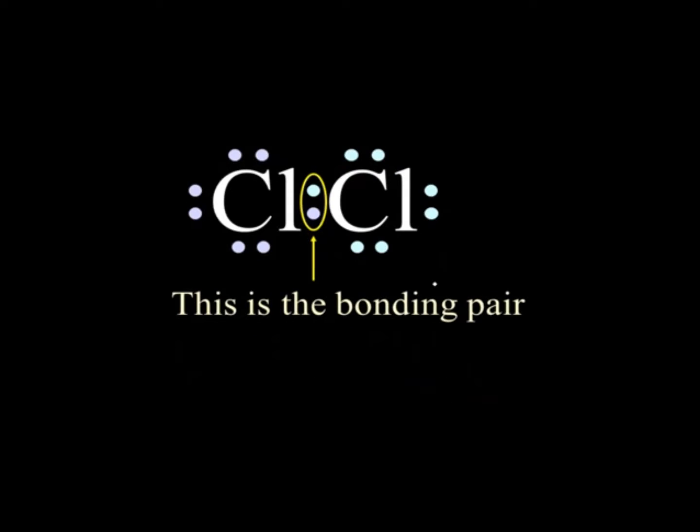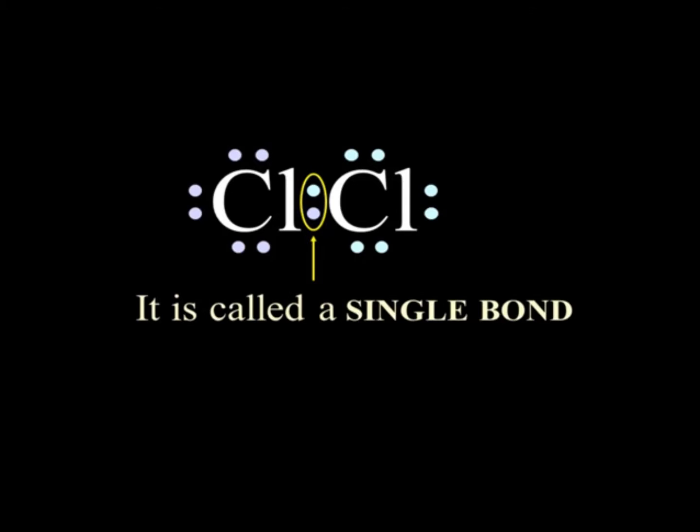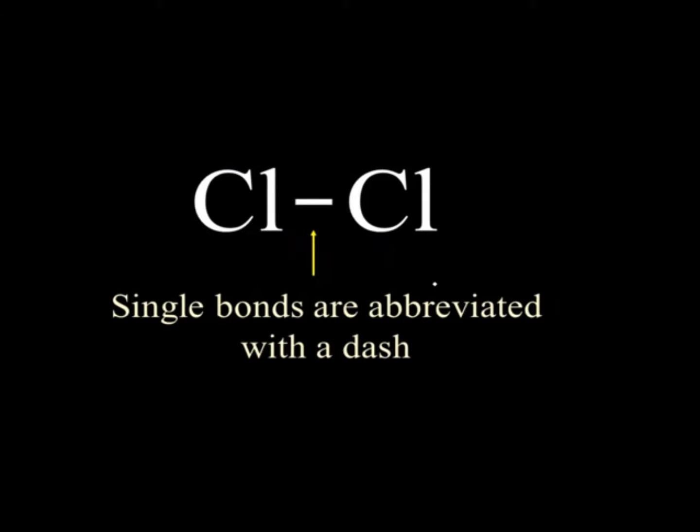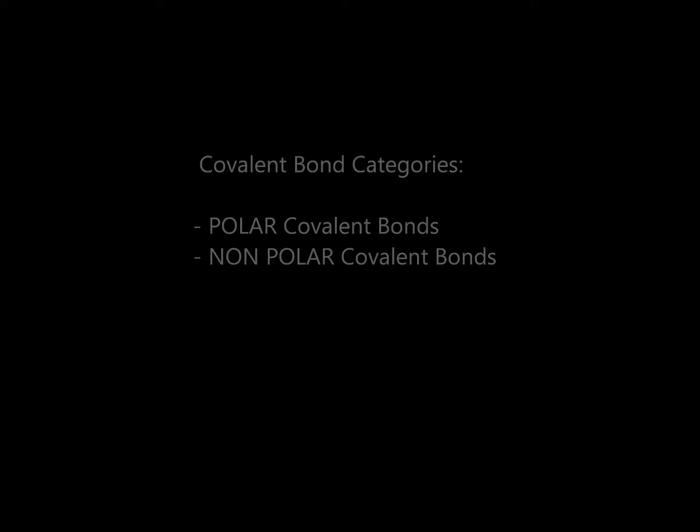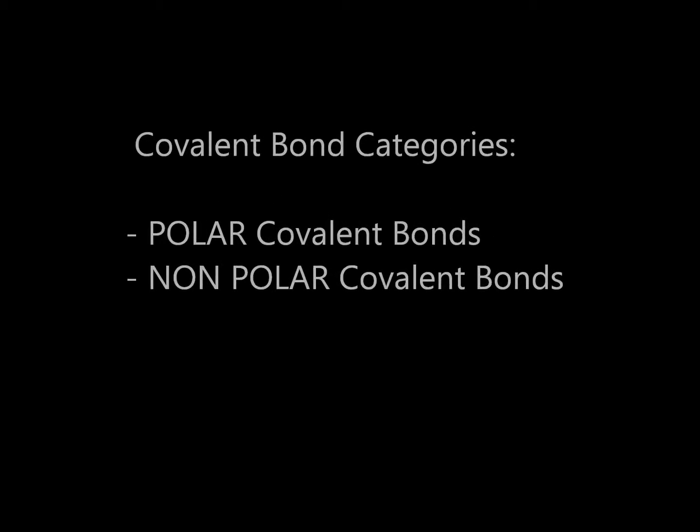And the pair of electrons in the middle is called a single bonding pair, or also called a single bond. Now, single bonds are also abbreviated with a dash. So instead of plotting 2 dots in the middle, we can also put a dash, which means a pair of electrons is being shared. Now, covalent bonds are categorized into 2 types.